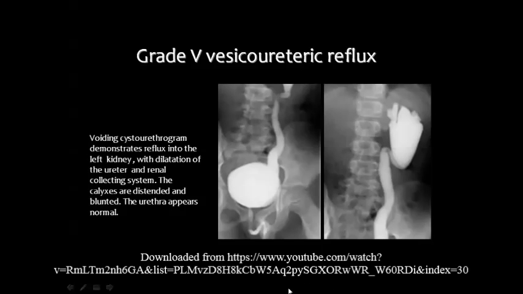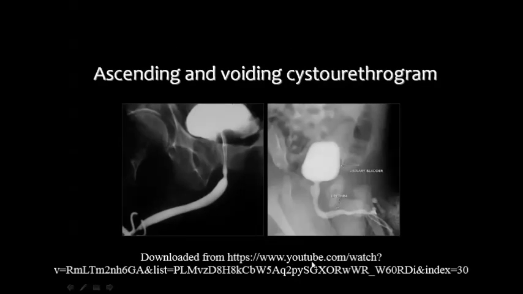And this is grade 5. This is the urethra and the urinary bladder. Contrast passed into the dilated ureter, a dilated tortuous ureter with distended pelvicalyceal system, diagnostic of grade 5 vesico-ureteric reflux.